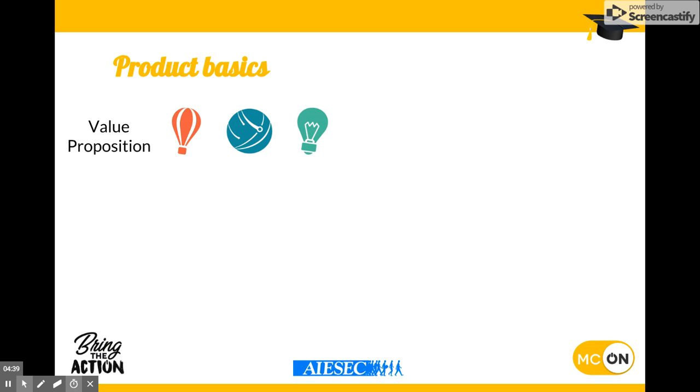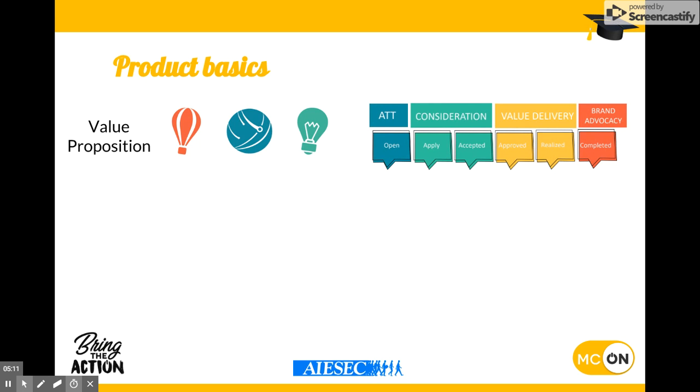So it's very important to know it. Also, the value proposition can define what will be the channel that you will use in order to communicate this product. Also, it will define the message that you are going to send, because you need to catch the attention of a specific target or segment. So you need to understand what this person is looking for.